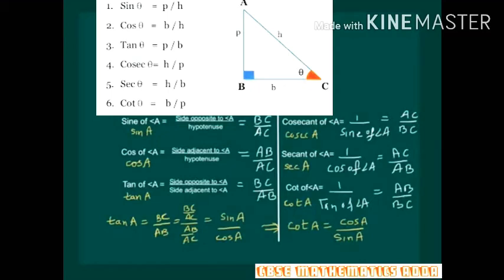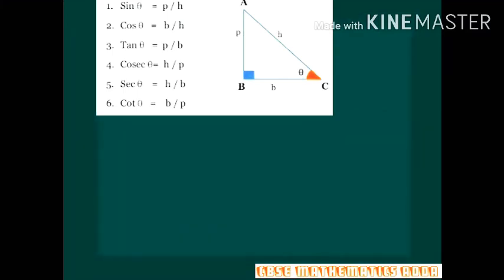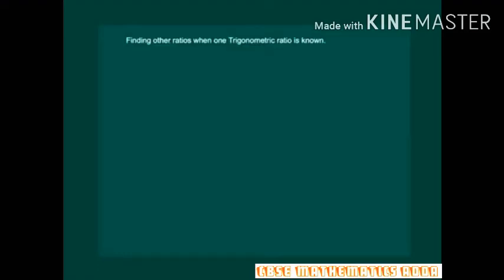So here we will obtain the ratios. If you take the angle C called angle theta, so sin theta equal to P by H, cos theta equal to B by H, tan theta equal to P by B, cosec theta equal to H by P, sec theta equal to H by B, and cot theta equal to B by P. Look at the figure.